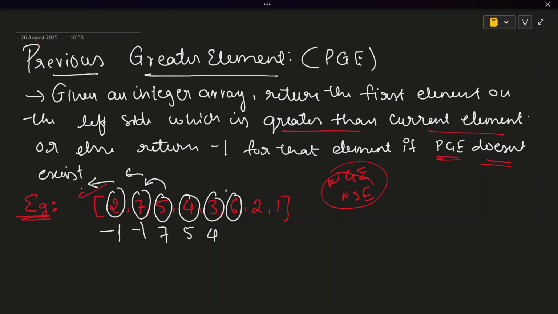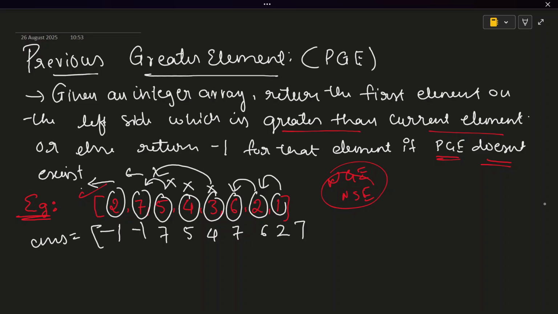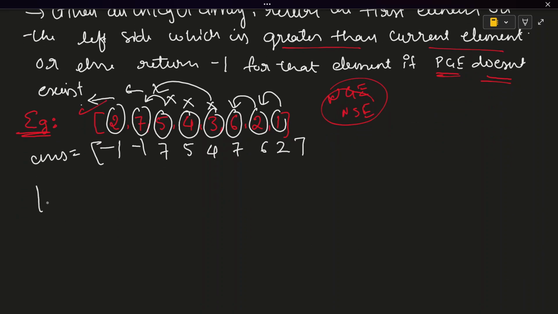Now for 6, 3 is not, 4 is not the answer, 5 is also not the answer, and 7 is the answer for this. And for 2, 6 is the answer, and for 1, 2 is the answer. I hope you understood how we got this answer. What will be our brute force approach? This is also the same.